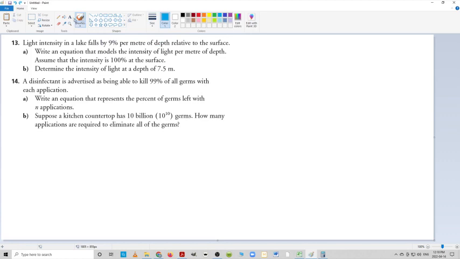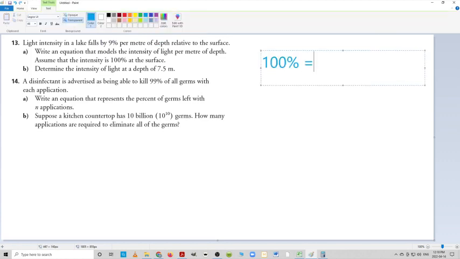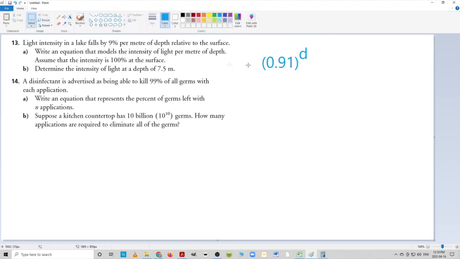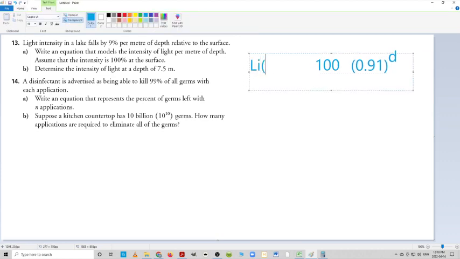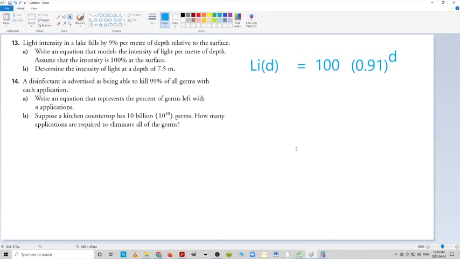Write an equation. Well, the going down is a decay. So it's going down by 100% minus 9%. So it's 91%, which is 0.91. And it's going down for each meter that we go down. And it starts off, what's the light at the very top? 100%. So that means the light intensity based on depth is equal to that. Right there it says assume it's 100% at the surface. So 0 here is the surface. That makes this 1. That makes it 100%. So we can even put a little percent sign here if we wanted to. But 100 will do.